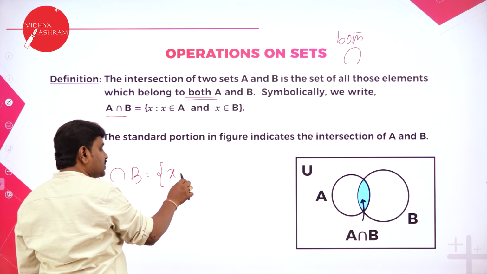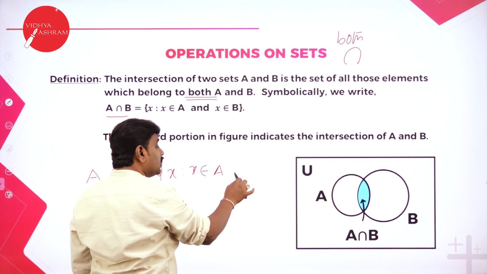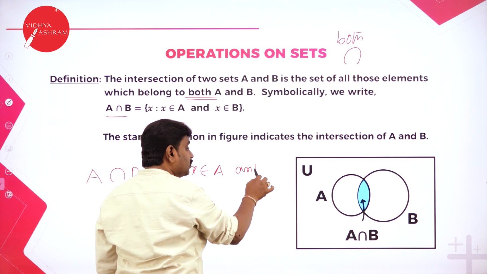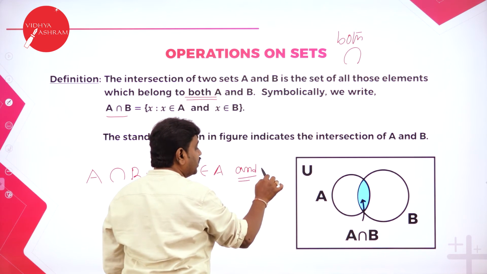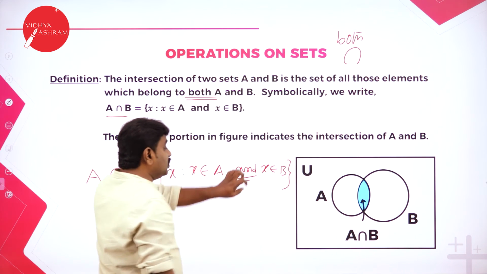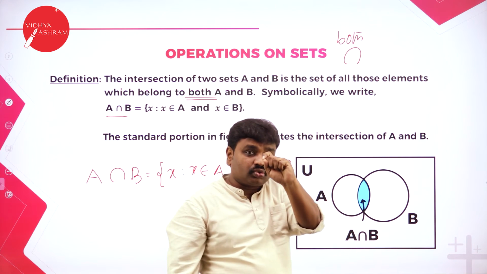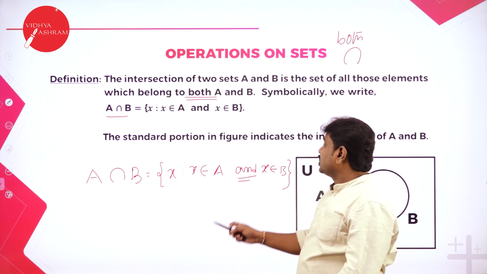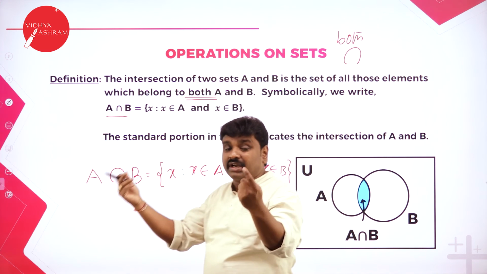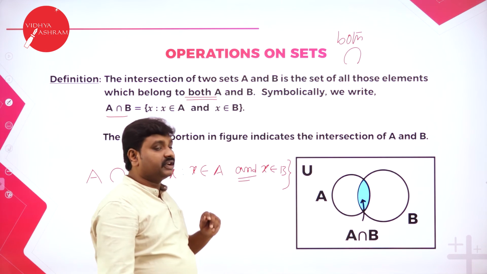Symbolically, we write A intersection B is a set which contains x such that x belongs to A and, please listen to this carefully, I am writing the word and, x belongs to B. In union, we use or, but here we use and. So, whenever we use and, it refers to what? Intersection. So, intersection means set of both the elements. Elements which belong to both the sets, I'll pick and write.